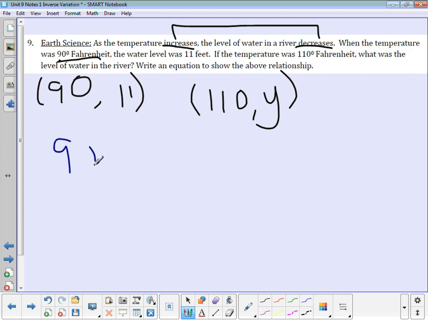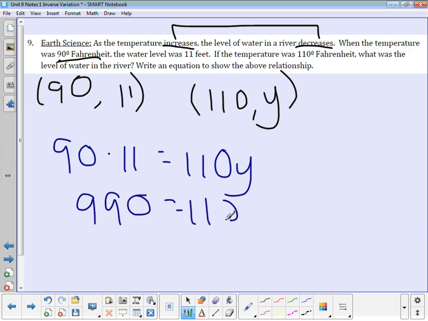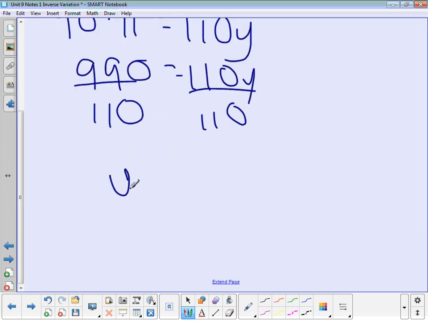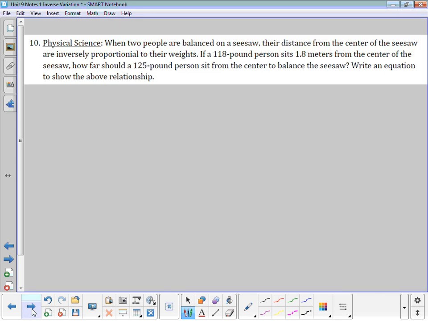We don't know that. But because it's inversely related, we can use the product rule. So I'm going to take 90 times 11 and set that equal to 110y. Well, 90 times 11 is 990, and that's equal to 110y. So I'm going to divide both sides by 110 and solve for y. And I end up with y is equal to 9 feet. We want to make sure we label it because we're talking about the water level being at that feet level. Next, let's take a look at number 10.